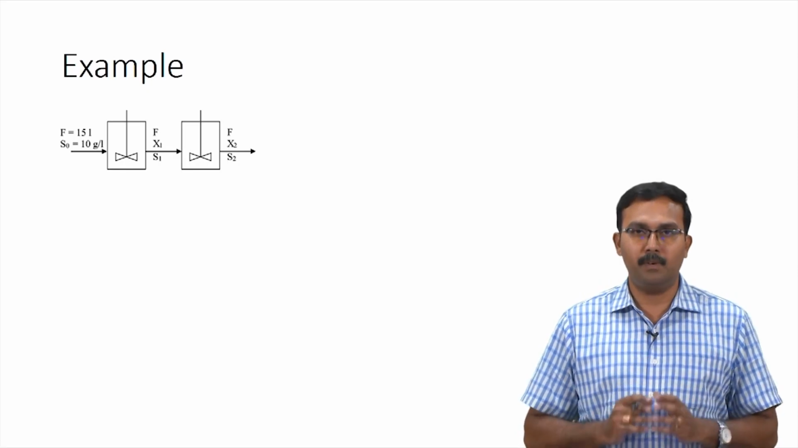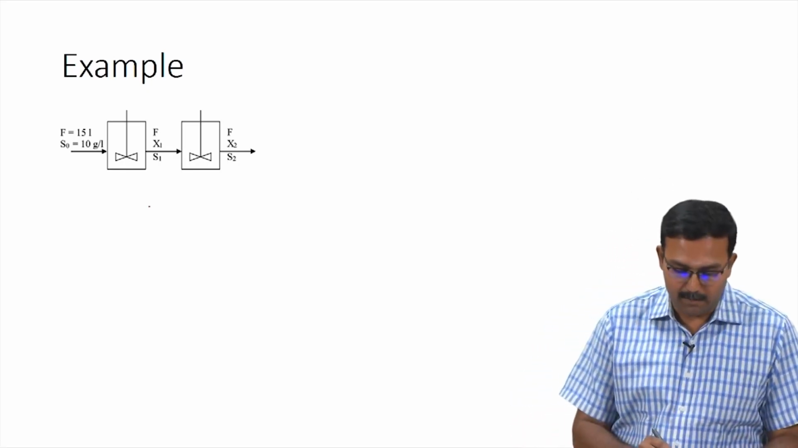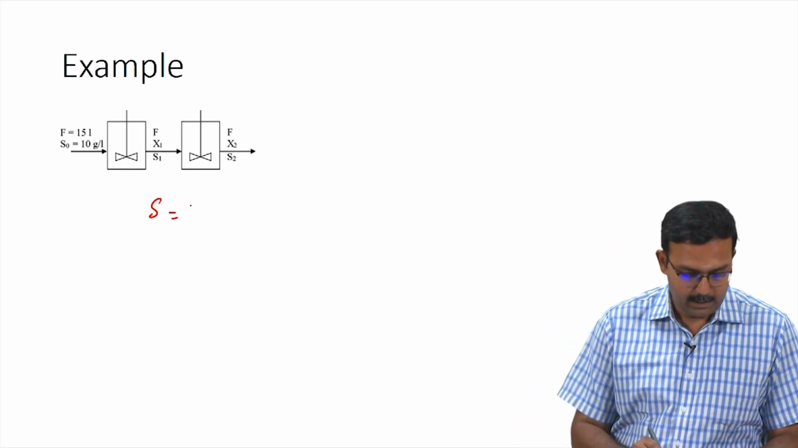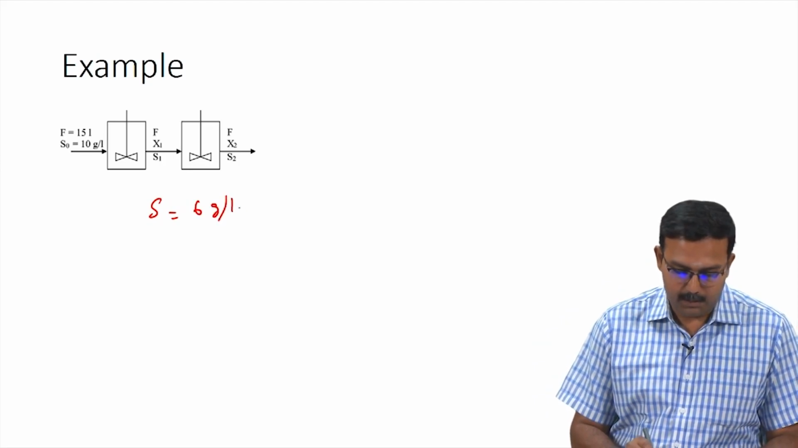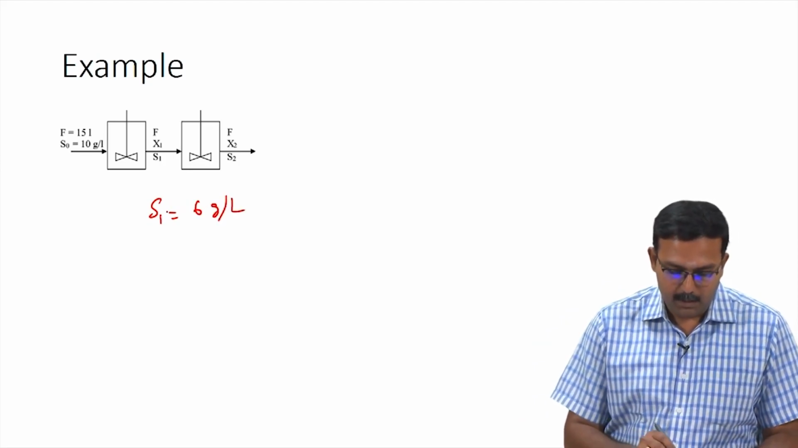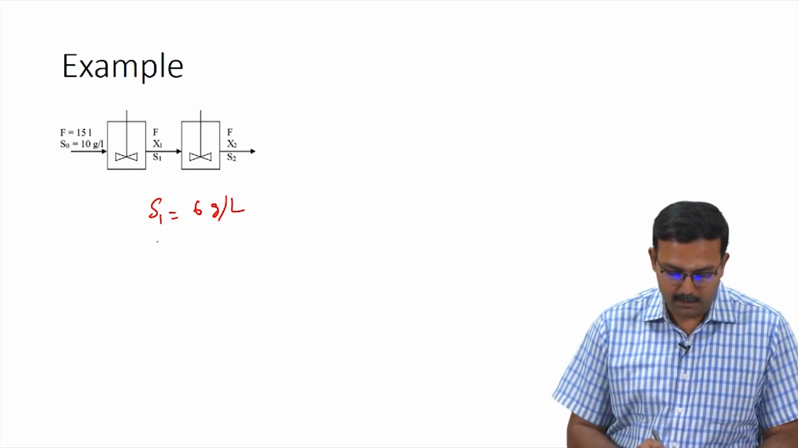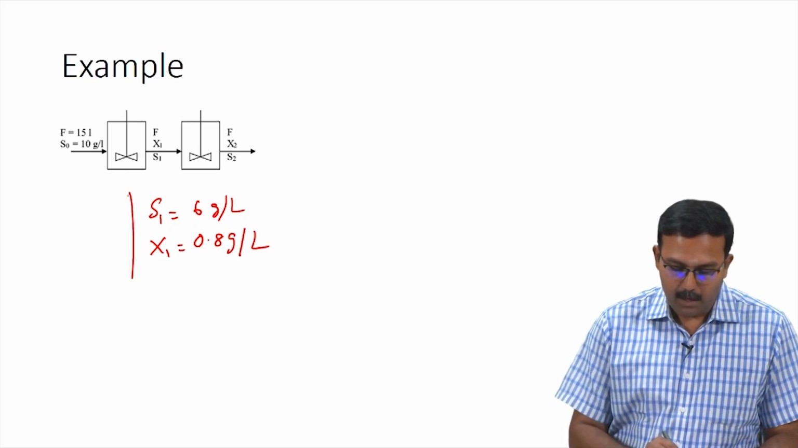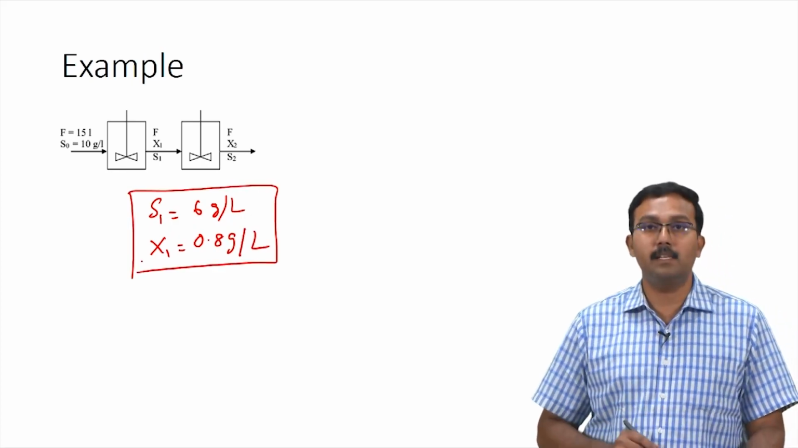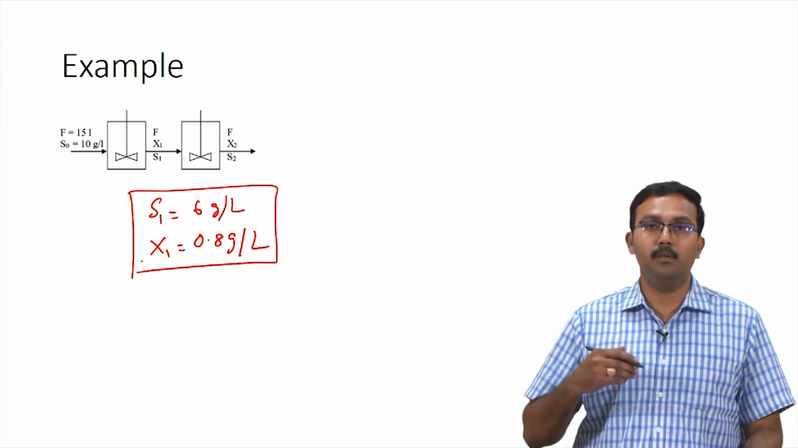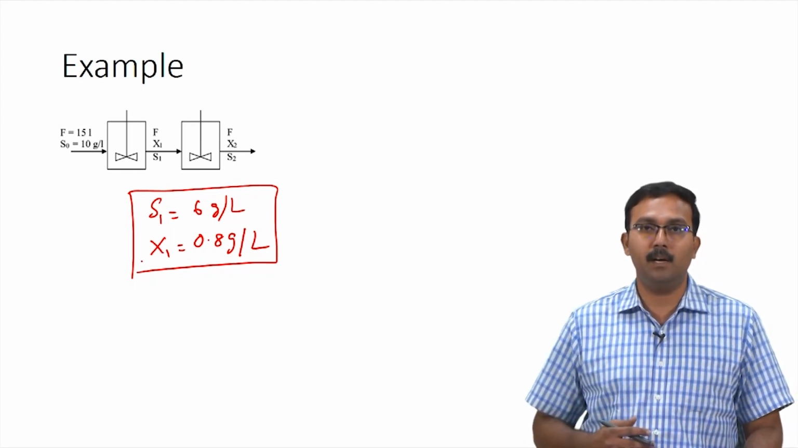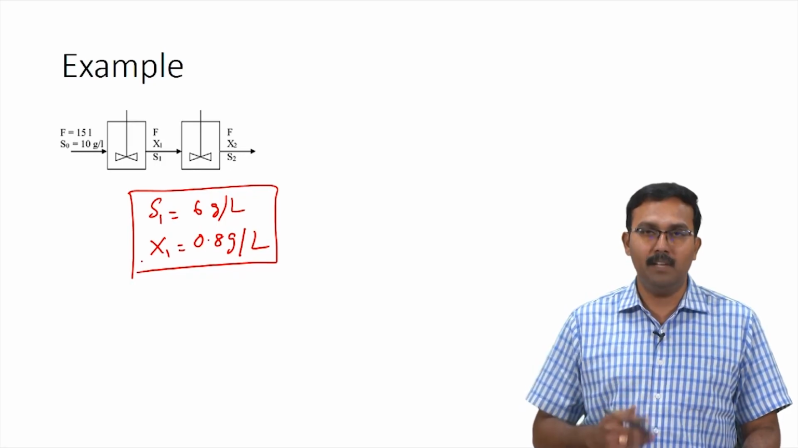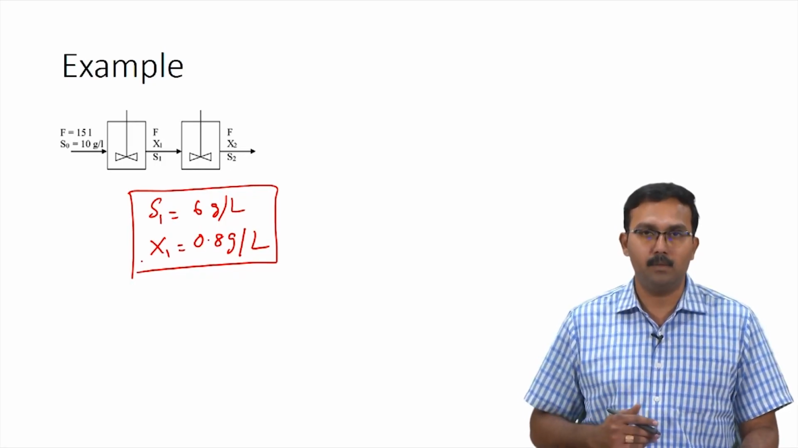If you were to perform these calculations, you would get the value of S as 6 grams per liter, which is the S1 leaving the first reactor, and your X1 would be 0.8 grams per liter. I am not going to perform these calculations here. I expect you to perform whatever we have done till now and get these values and verify if you are able to get the same values.